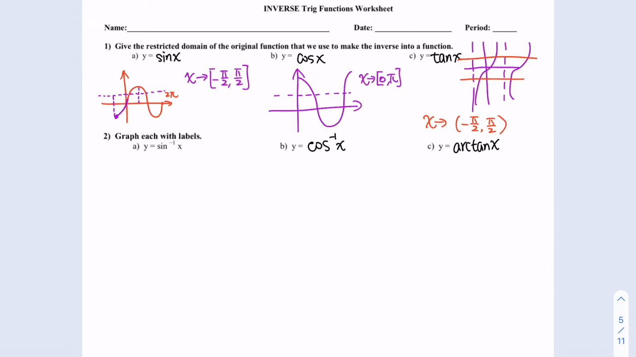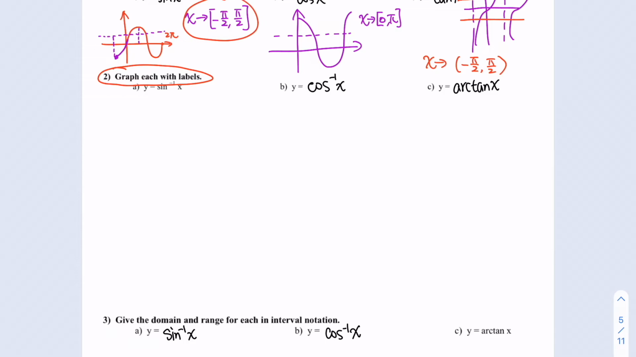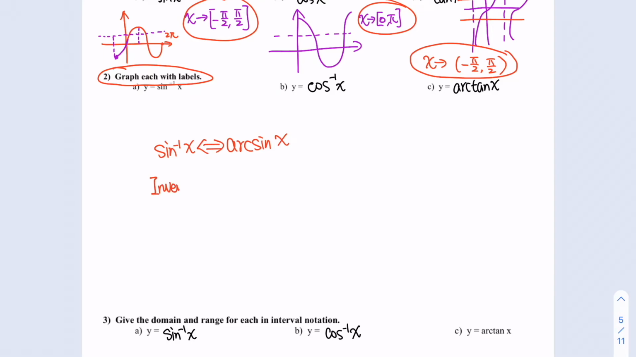You can have a look at the graph using your calculator, but this is super important. Sometimes we use sine inverse or arc sine of x. They mean the same thing, the inverse of a function. So the inverse of a function gives us an angle.